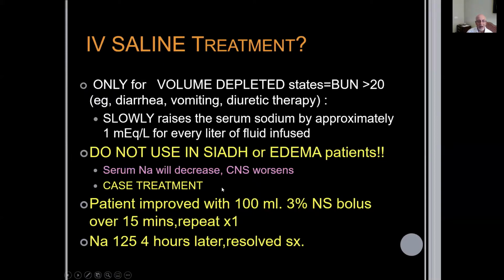So in the case that I presented, the patient has hyponatremia due to antidepressant therapy, citalopram, and her urine indices clearly indicate that she has SIADH. She was given 100 cc's of 3% normal saline as a bolus over 10 to 15 minutes, and a second bolus was repeated in order to improve her sodium, and her symptoms resolved when her serum sodium improved to 125.